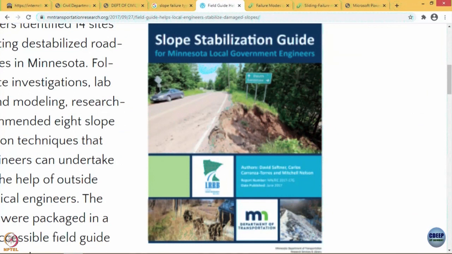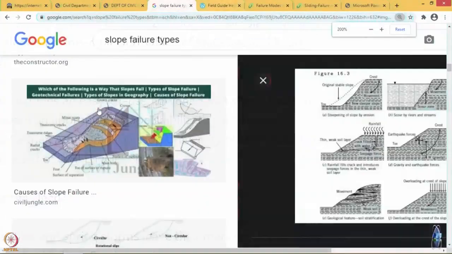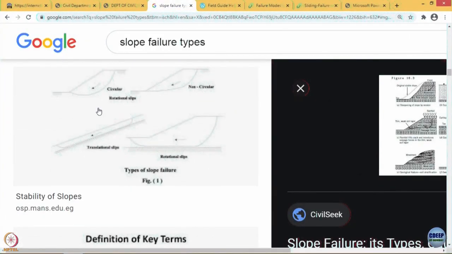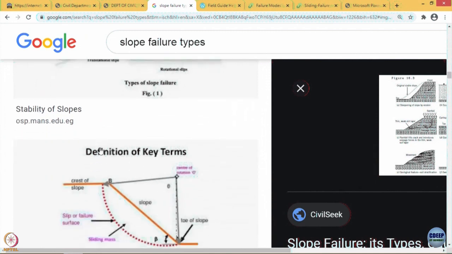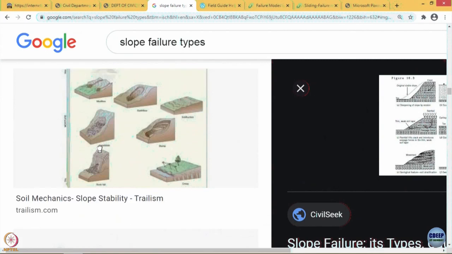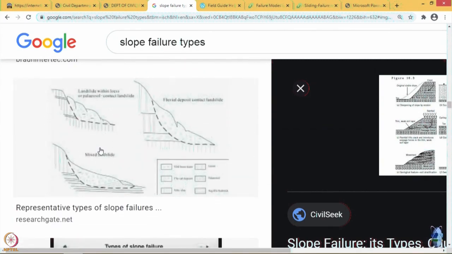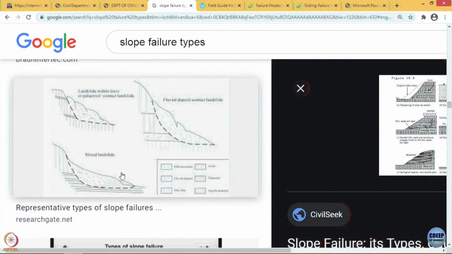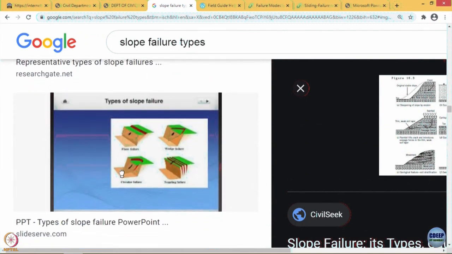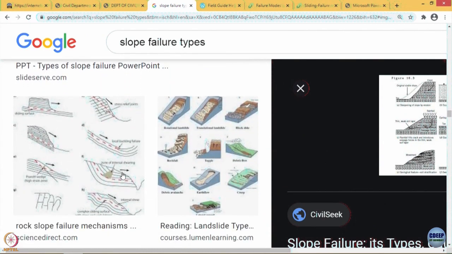Because of the rains, as we started discussing today, it may so happen that the water may percolate and the entire thing may get washed out. So, there are different types of slides which are shown over here.